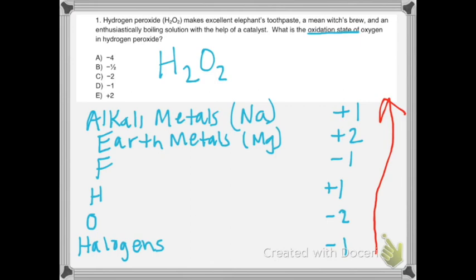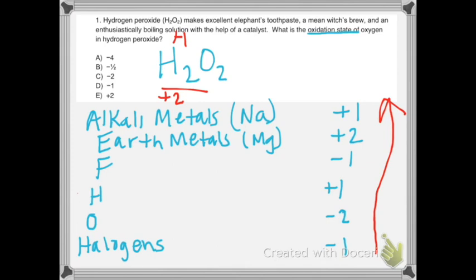Okay, and so we'll see here, we take our hydrogen peroxide, and we look at this chart, and we see that the most strict atom we have here is hydrogen, and that it's going to be +1. So we can go ahead and assign hydrogen an oxidation number of +1, making it overall +2 because we have the two hydrogens.